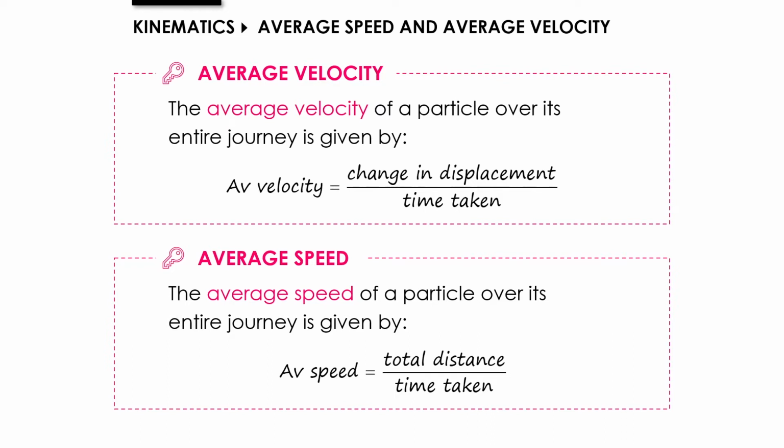And as the total distance travelled will always be greater than or equal to the change in displacement, it means the average speed will always be greater than or equal to the average velocity. Let's have a look at an example then.